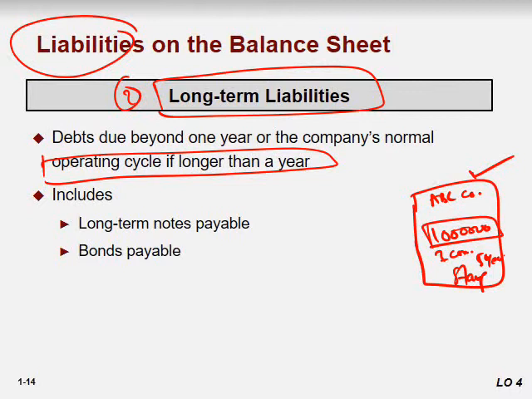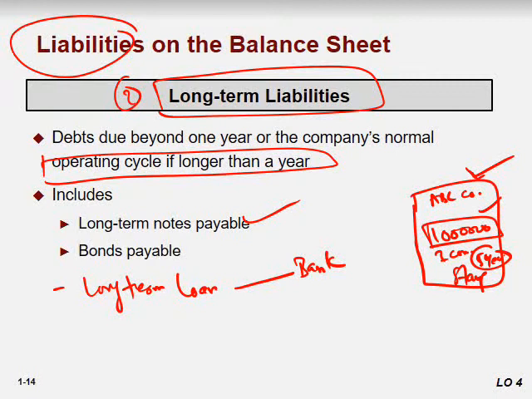Z company paid you $1 million, and you issued a note which is enforceable by the courts, and you have to pay the $1 million after 5 years. After 5 years, more than 1 year, this is long-term notes payable. Or if you ask for a loan, we can call it a long-term loan. You ask $1 million from the bank, the bank gives you $1 million, and you have to pay them after 5 years. 5 years means longer than 1 year, so it's a long-term loan or long-term debt.